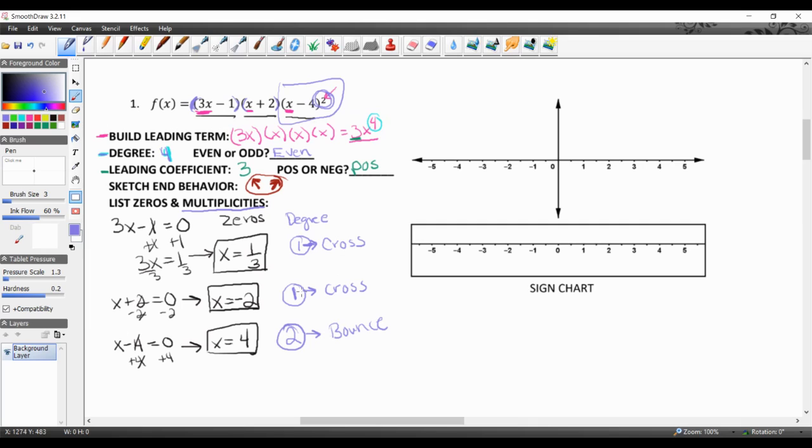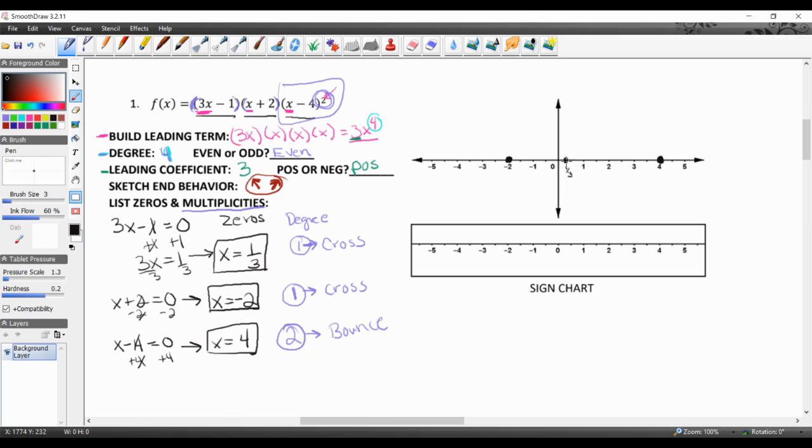So now that we have all this information, we're going to go ahead and try to graph this. I'm going to start by plotting the zeros first. Okay, so I'm going to plot these 3 zeros that we have here. We have x equals 1/3. So 1/3 I'm going to say is about right here, a little bit before 1/2. So this is 1/3. Okay, and then we have negative 2. So negative 2, let's put that one over here. Okay, and 4. So 4 is way over here.